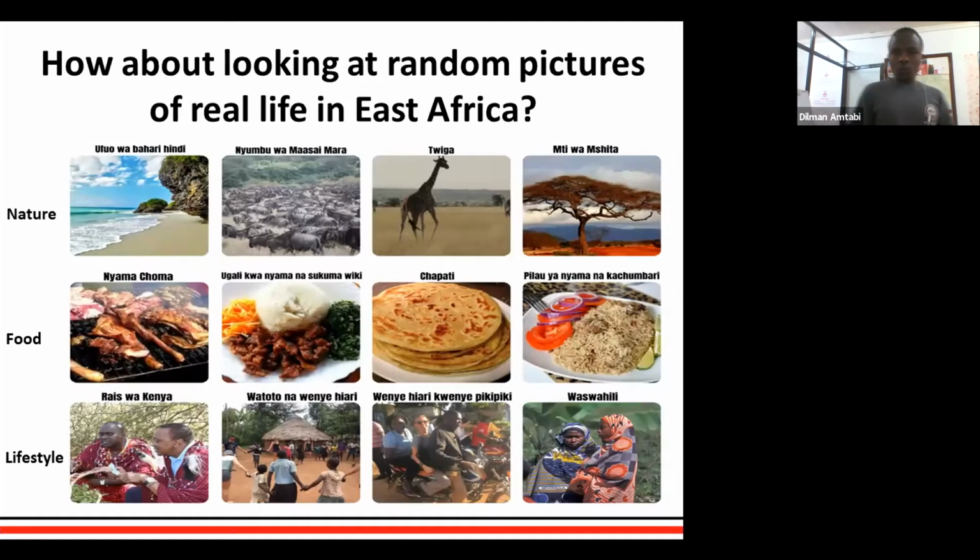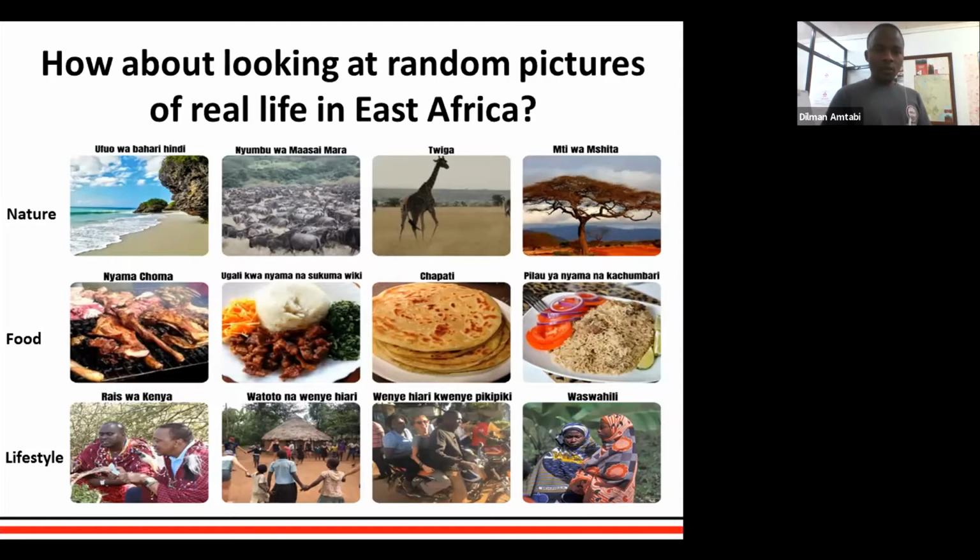I will give you just random things of real life in Africa, or rather in East Africa. So here we are looking at pictures of real life in Africa. The first row is about nature. I have just selected a few things of what to expect when you are visiting East Africa. So the nature. For example, the first picture is about the beach.